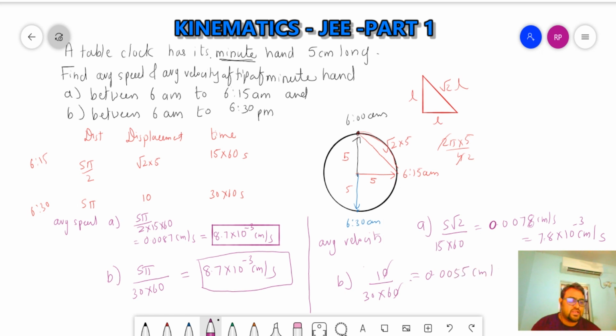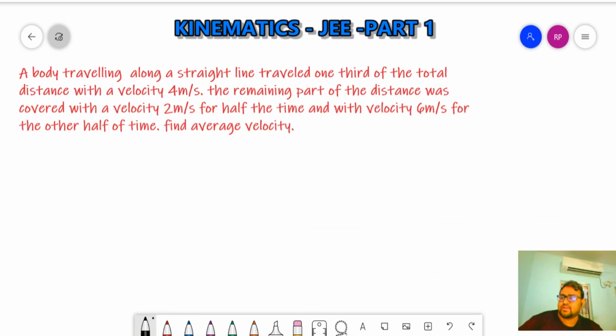0.0055 centimeter per second. So this will be equal to 5.5 into 10 raised to minus 3 centimeter per second. Clear? Okay, so this was about average speed and average velocity. Find out the distance and displacement in advance, then you just need to take the ratio of distance versus time and displacement versus time. Okay, the next question.